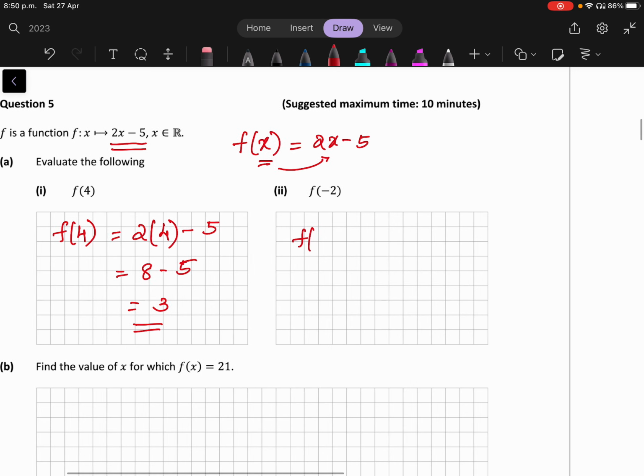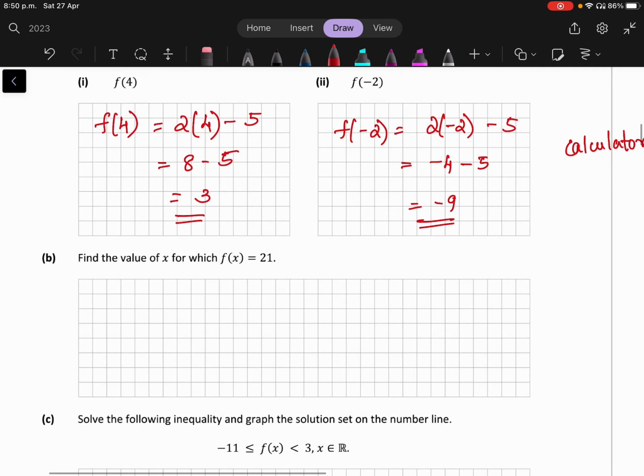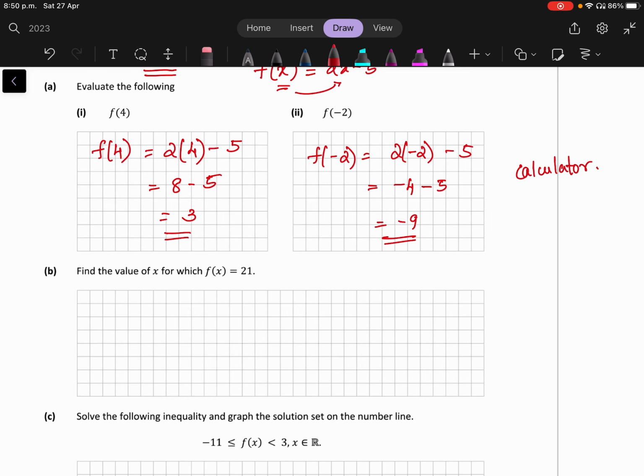Then f of minus 2 is equal to 2 times minus 2 minus 5, which is equal to minus 4 minus 5, which is equal to minus 9. Please remember to use the calculator in all the calculations. Never do it in your head. Even though you have good mental power, during the exam please don't use it to do calculations. As I have already mentioned in the class, it is very, very important that you do it in the calculator and don't make any mistakes. Otherwise, you will lose marks.